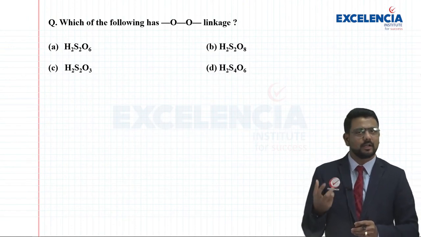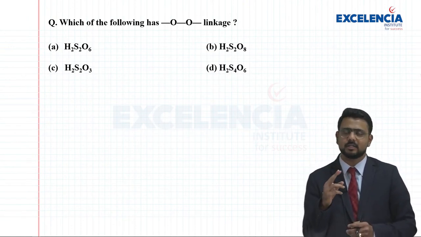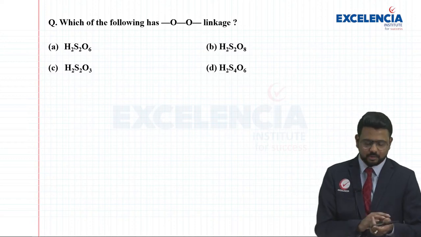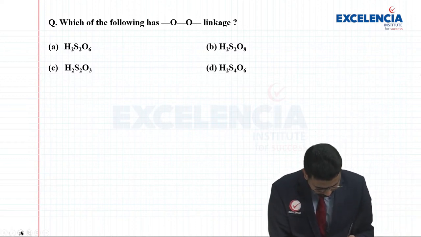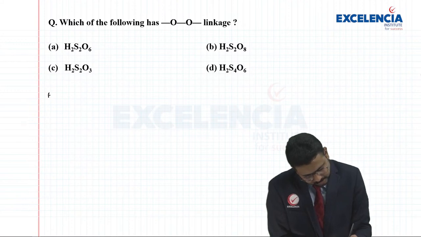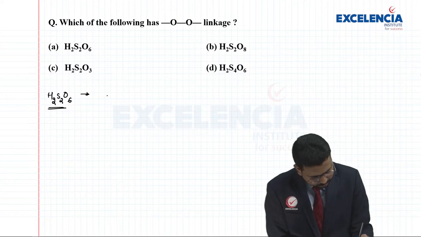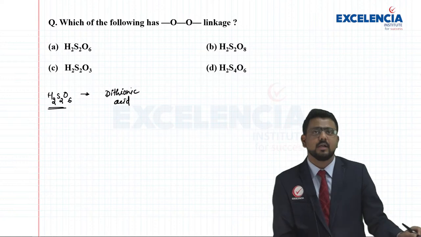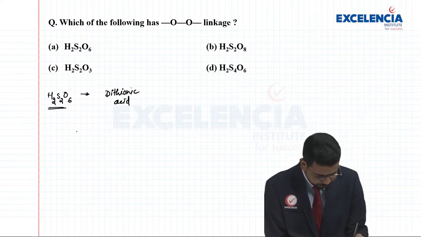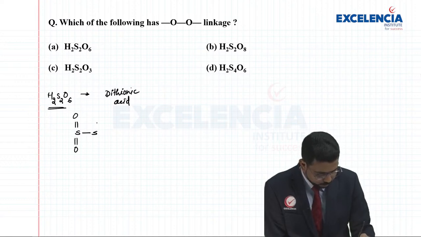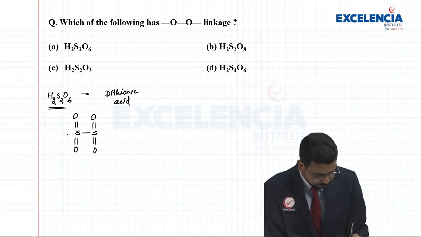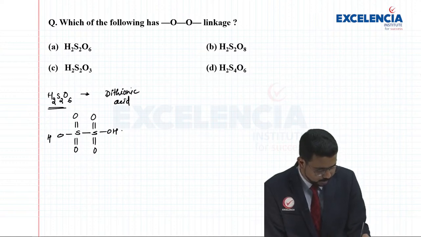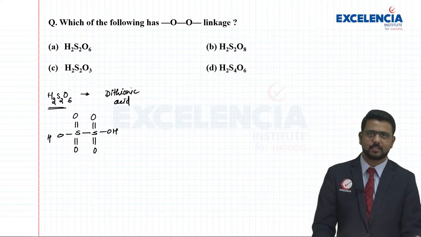Now, this question again is based on the oxyacids, but it is dealing with the oxyacids of sulfur. So if I consider the very first acid here, that is nothing but H2S2O6. And if I try to draw its structure. First of all, the name of this acid is something which you call as dithionic acid. Okay? And its structure is simple. It's going to be S, single bond S, double bond O, double bond O, double bond O, double bond O. And of course, here you are going to have OH. This is also going to be OH, right? This is the structure of dithionic acid.